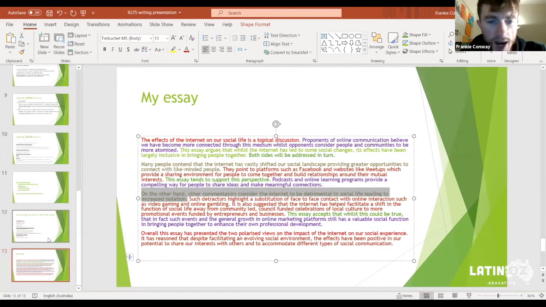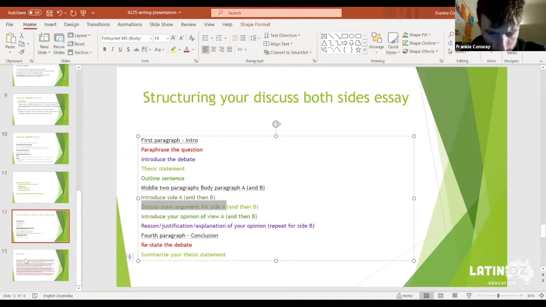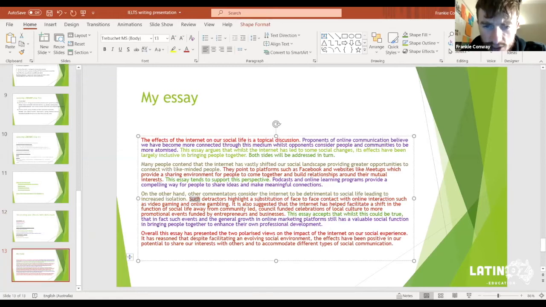And why do they have that view, guys? So discuss the main argument, why they have that view. Such detractors highlight a substitution of face-to-face contact with online interaction, such as video gaming and online gambling. It is also suggested that the internet has helped facilitate a shift in the function of social life away from community-led council-funded celebrations of local culture to more promotional events funded by entrepreneurs and businesses.